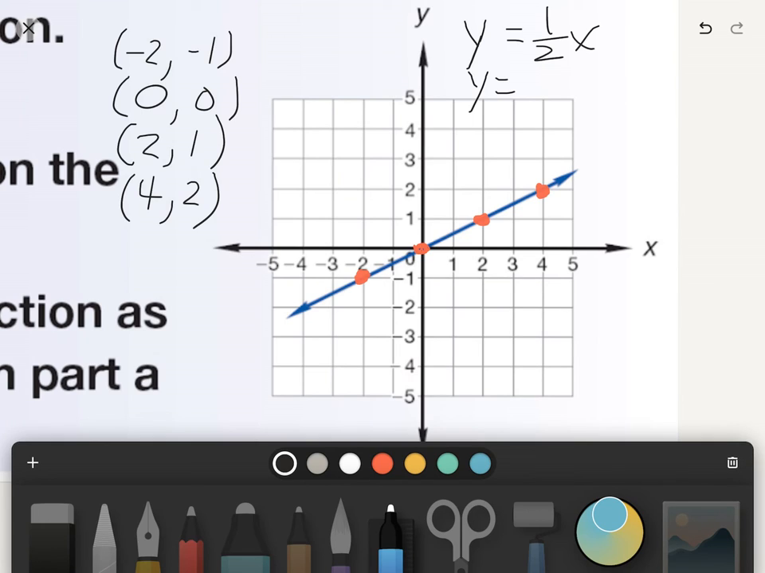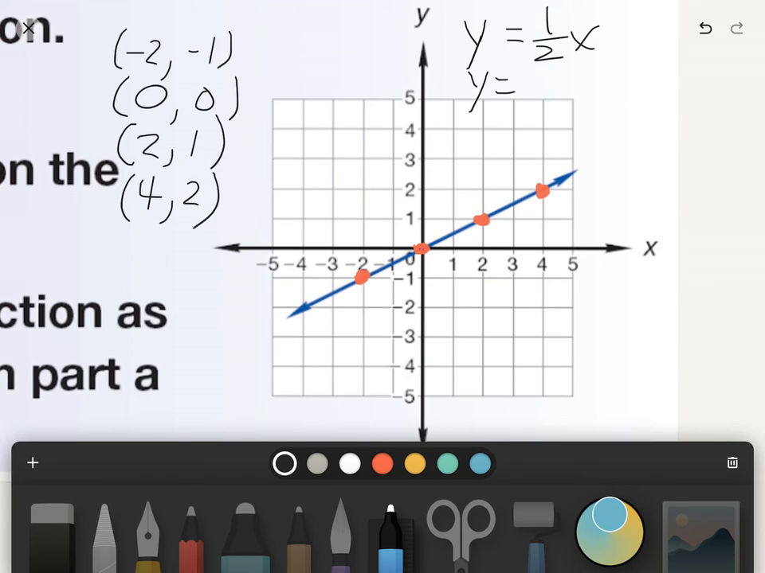Okay, and then who hasn't got a pom-pom and hasn't looked at it so far? What do you think? Does y equal the reciprocal of half? Never mind. I was going to say 2x, but no, it's not 2x. It's just another way of expressing 1/2 x. Yeah. x over 2?